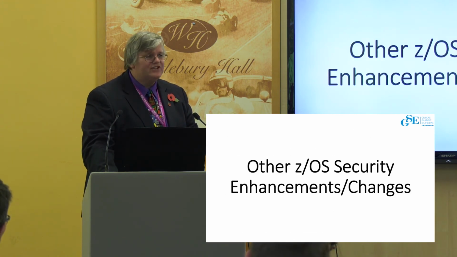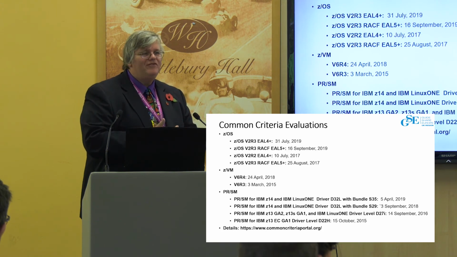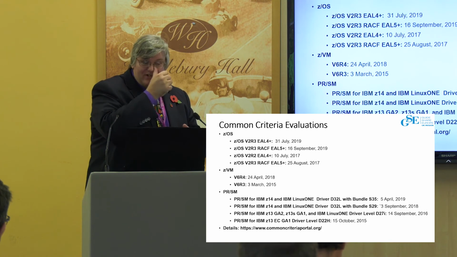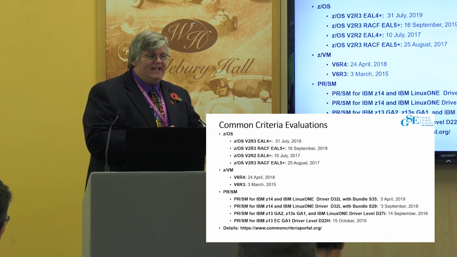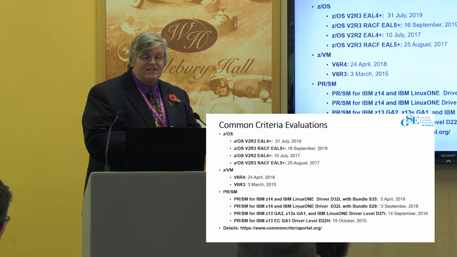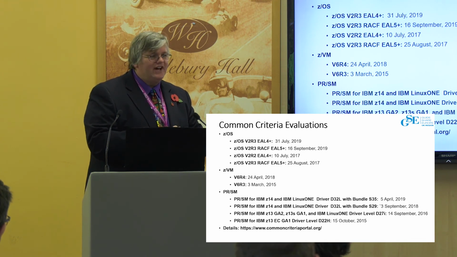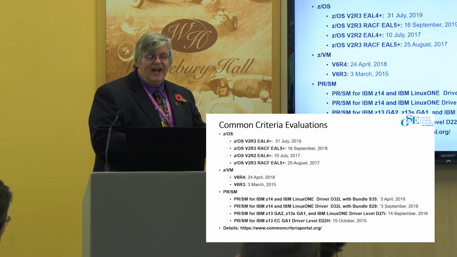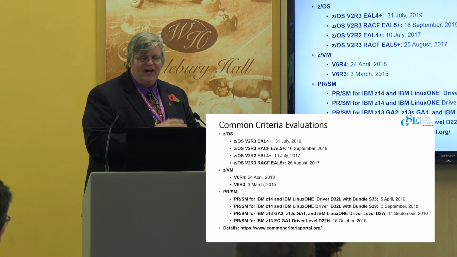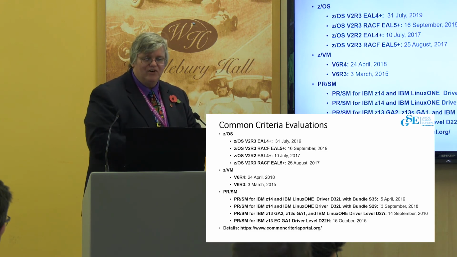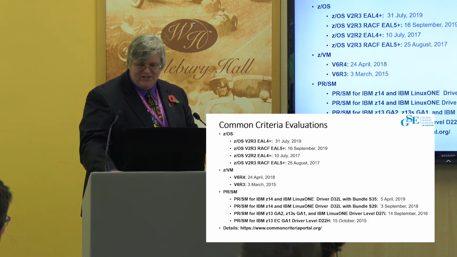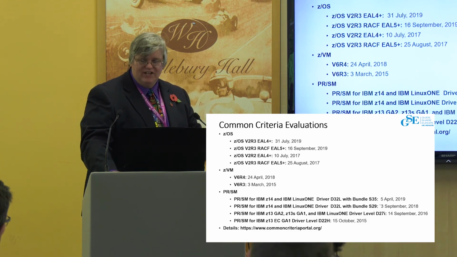A couple of other changes. Common Criteria. We spent an awful amount of effort and time submitting z/OS and RACF for separate evaluations against the Common Criteria. It takes about 2 years to get this. So this is z/OS 2.3. It's been out for 2 years. It just got its EAL4+, Evaluation Assurance Level 4+, in July of 2019. And then RACF goes for a higher level, EAL5. We got that. The other numbers there are for other releases. If you're a z/VM user, for example, they've gone through the Common Criteria process, as has the PR/SM microcode.